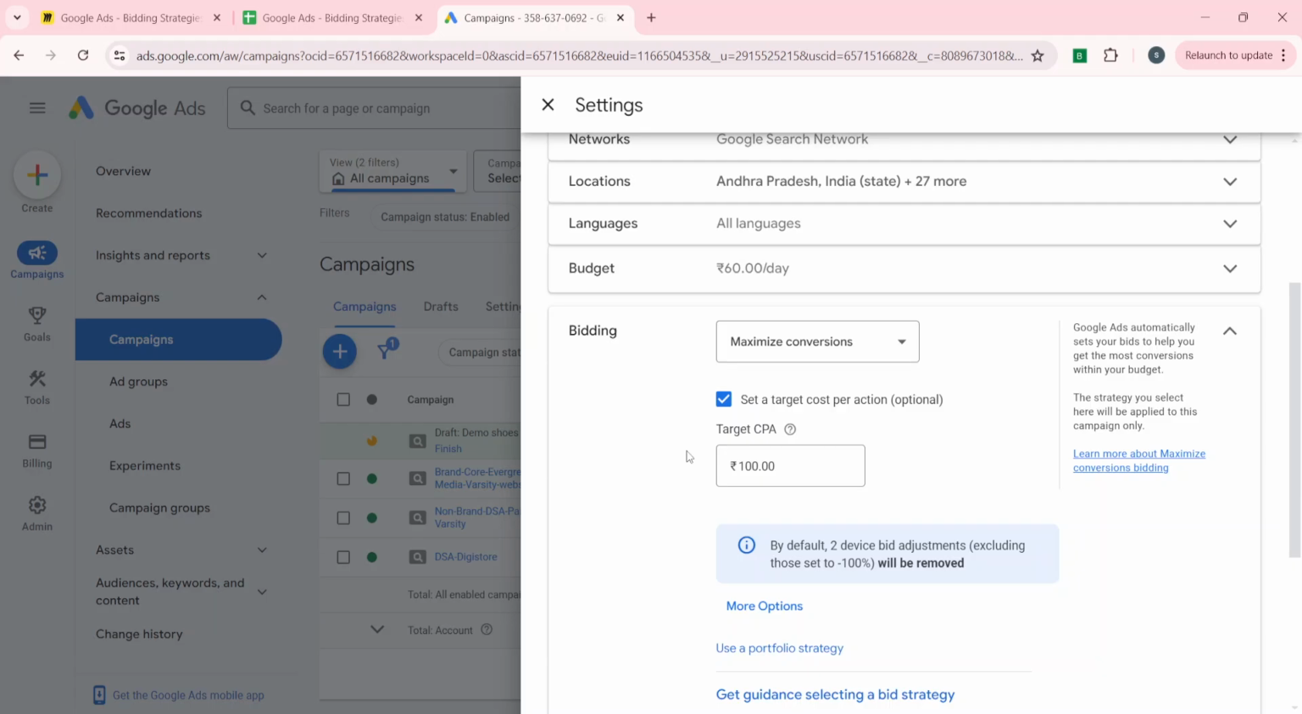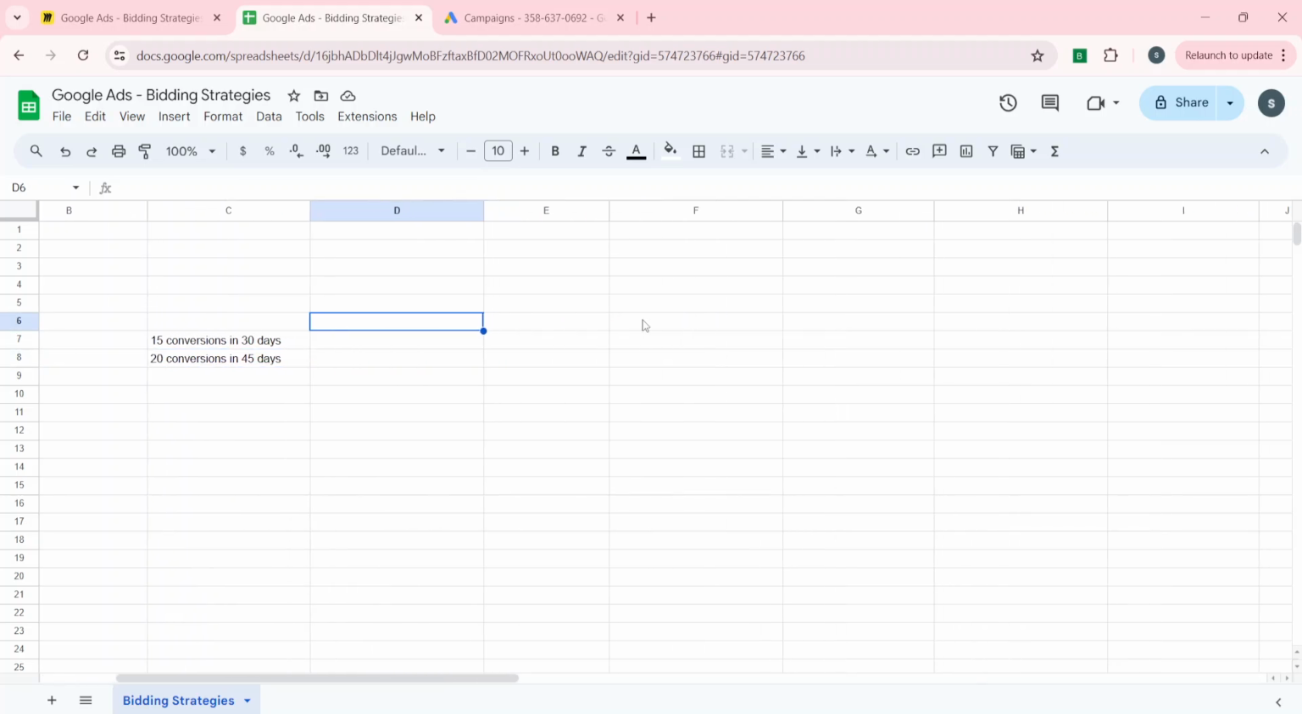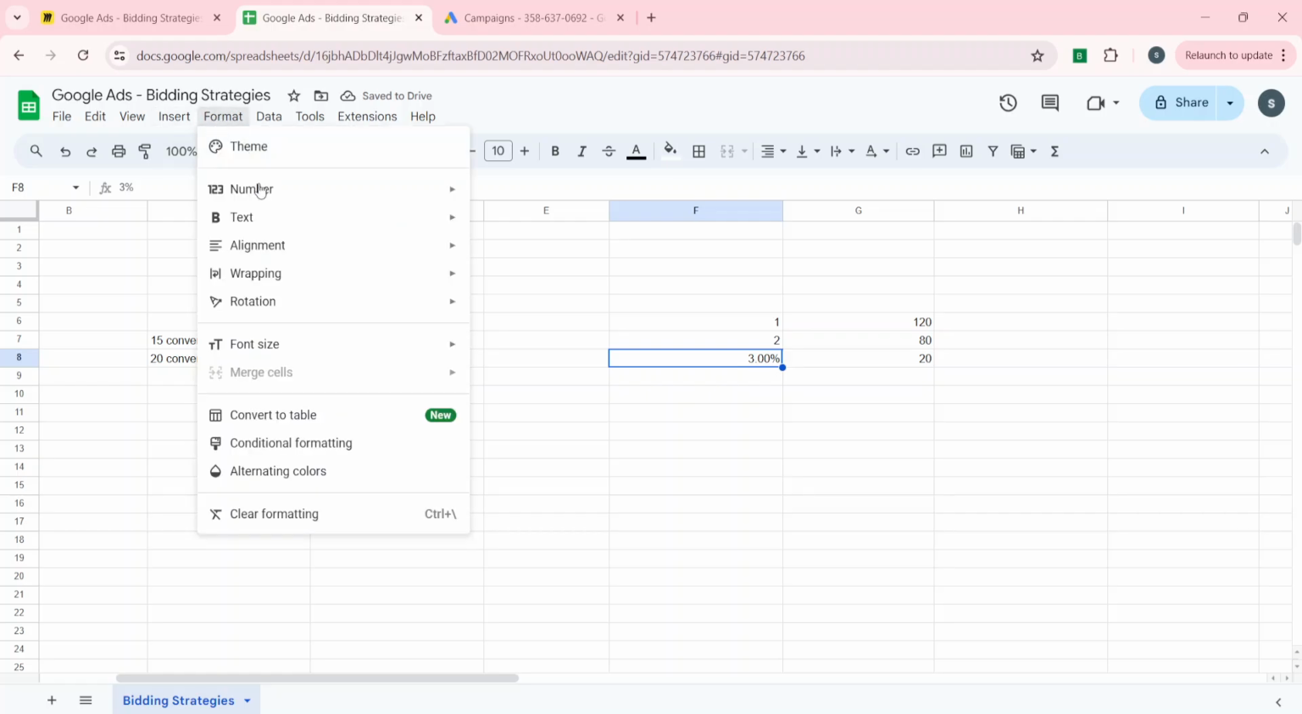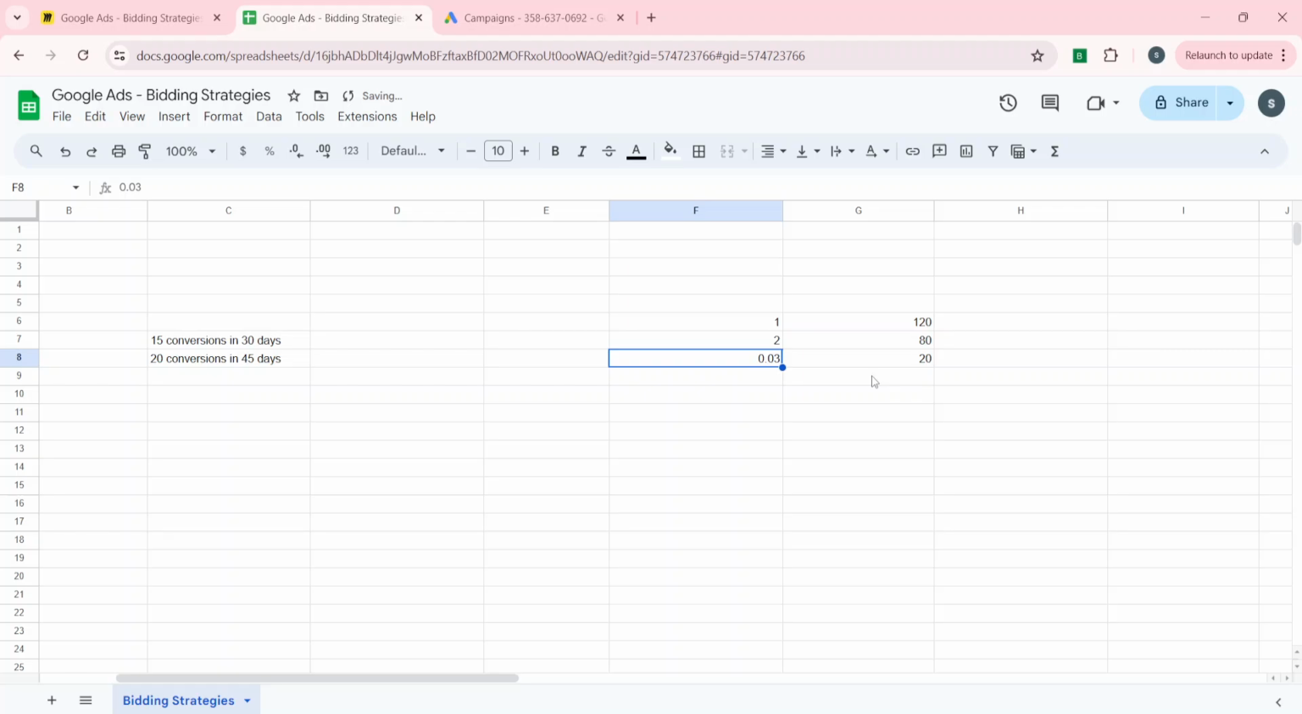So it averages out again. Let's say for the first conversion it got, it has taken 120 rupees, and for the second conversion it has taken 80 rupees, and for the third conversion it has taken 20 rupees. Let's format it properly. And let's say for the fourth conversion it has taken around 40 rupees.